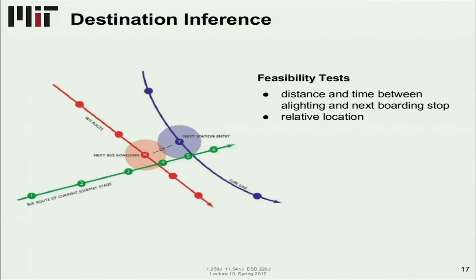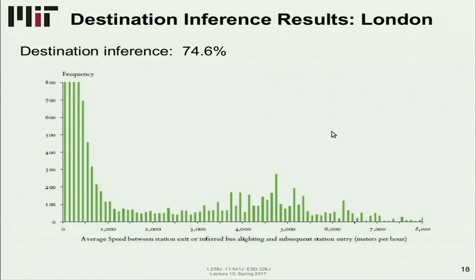All right, so there are some tests. So we talked about distance. Time is another one. So there's different ways of looking at this. In London, when Jay Gordon did this, he got an inference rate of about 75%. Here's a distribution of speed between station exit and inferred bus alighting or subsequent station entry.